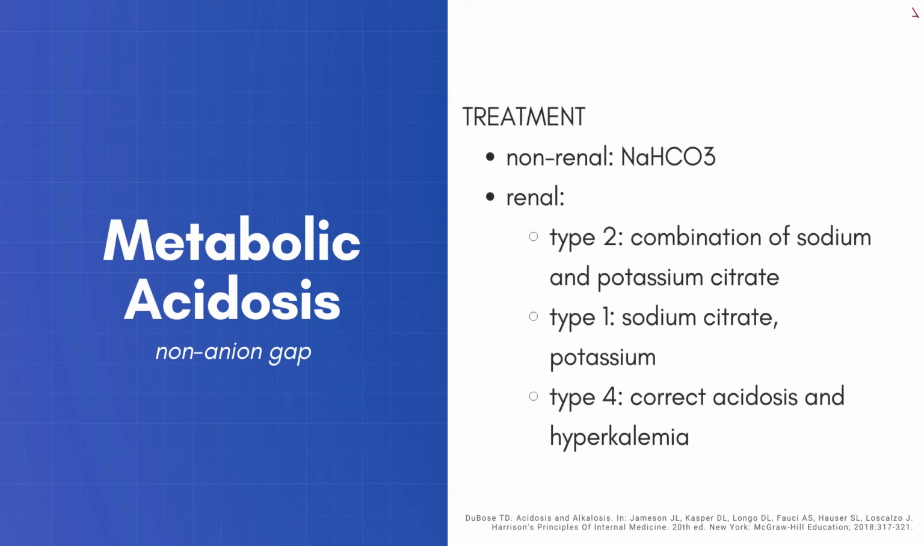So the treatment for non-anion gap metabolic acidosis, for the non-renal causes, sodium bicarbonate via IV or orally can be given. For renal causes, in type 2, a combination of sodium and potassium citrate may be given. In type 1, administer potassium if there is hypokalemia and sodium citrate or Scholl solution or sodium bicarbonate tablets are given. In type 4, the goal is to correct acidosis and hyperkalemia.